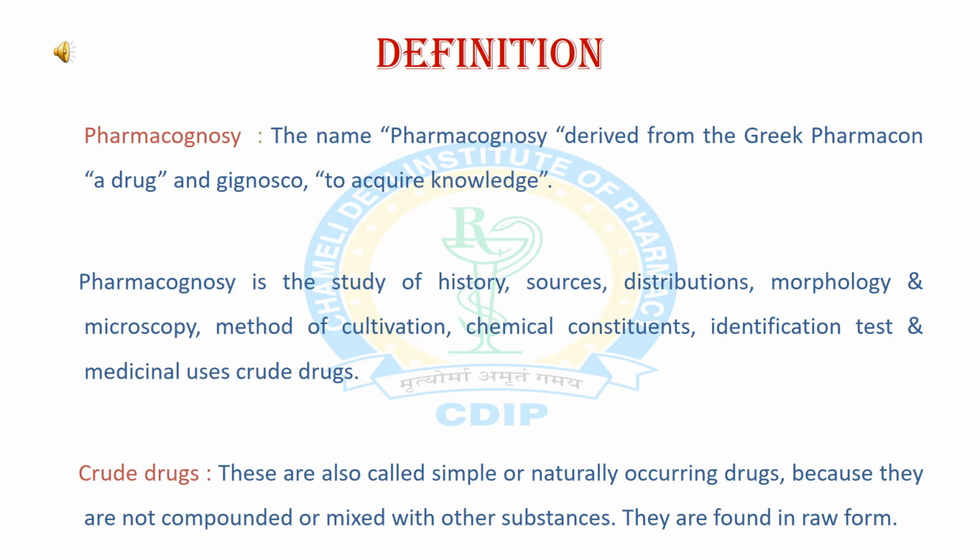After that we will discuss the definition of pharmacognosy. Pharmacognosy is the study of history, biological sources, distribution, morphology and microscopy, method of cultivation and collection, chemical constituents, identification tests and medicinal uses of crude drugs. After that we will discuss the definition of crude drugs. These drugs are also known as simple or naturally occurring drugs because they are found in raw form. So these are known as crude drugs.